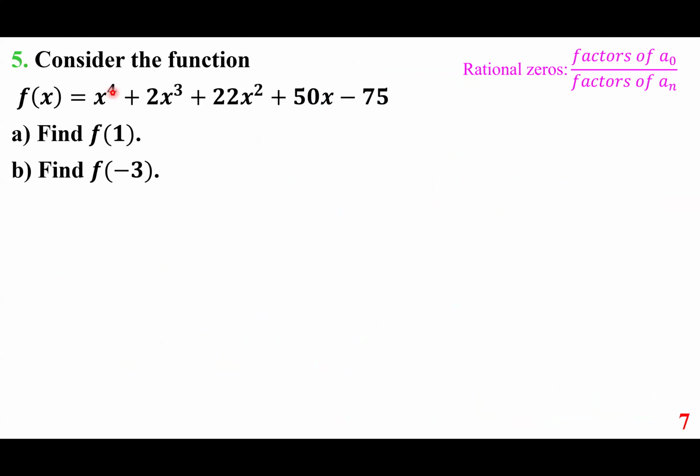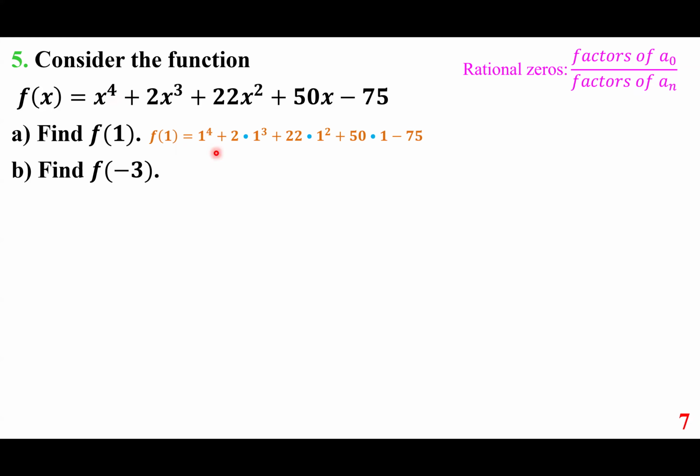Consider the function f of x equals x to the power of 4 plus 2x cubed plus 22x squared plus 50x minus 75. Find f of 1, find f of negative 3. We just have to plug it in. And I'm reminding you of the rational zeros by its factors of a sub 0 over factors of a sub n. So having said that, we plug in 1.